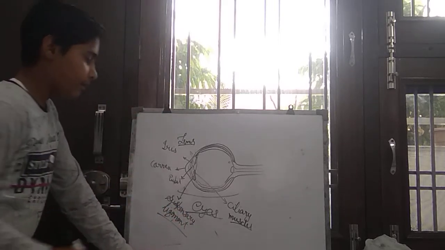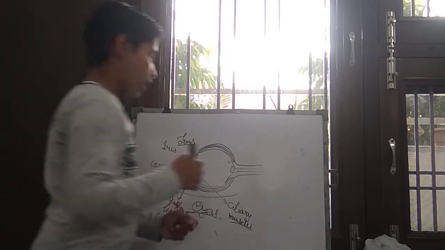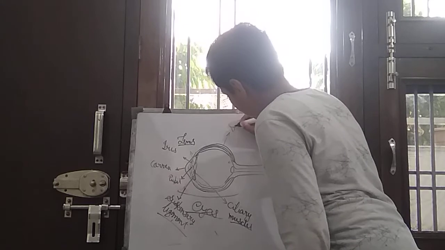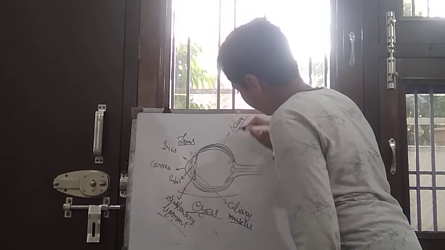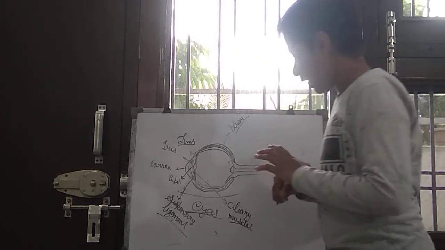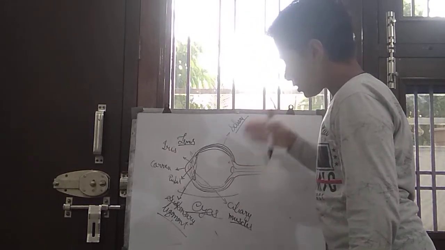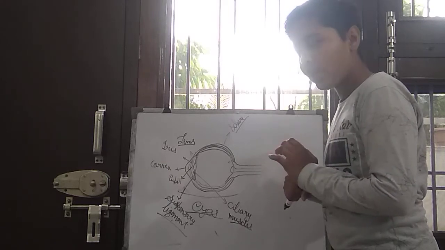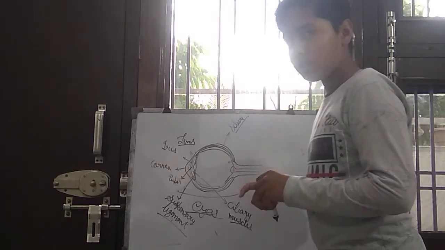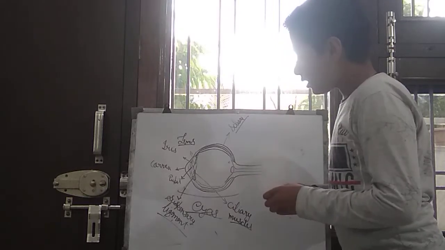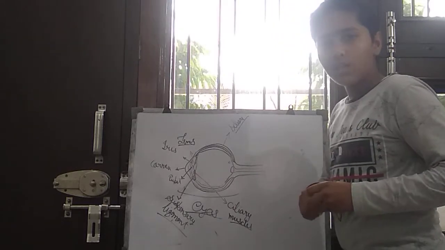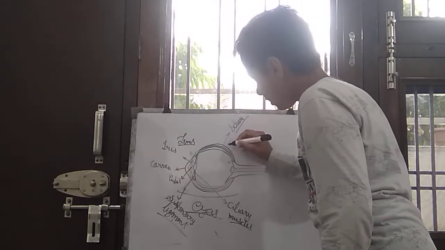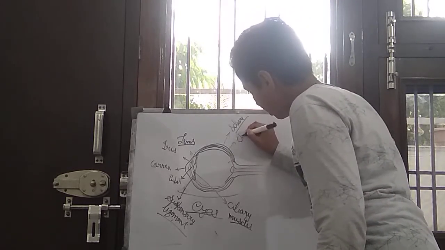Okay friends, it's clear. Now inside the eye, this is the sclera. What is the work of the sclera? It gives shape to our eyes. And this is the jelly-like substance which is made up of water. After it, there is a layer which is named the choroid.